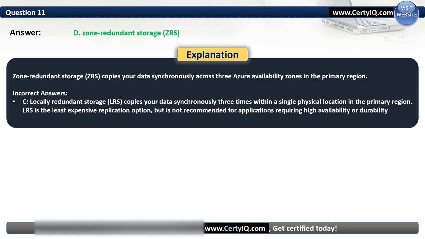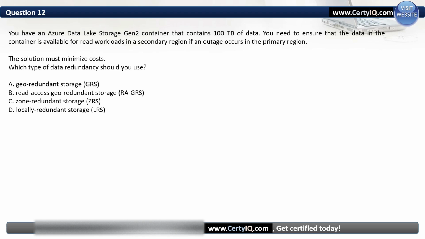Zone redundant storage copies your data synchronously across 3 Azure availability zones in the primary region. Question 12. You have an Azure Data Lake Storage Gen 2 container that contains 100 TB of data. You need to ensure that the data in the container is available for read workloads in a secondary region if an outage occurs in the primary region. The solution must minimize costs. Which type of data redundancy should you use?